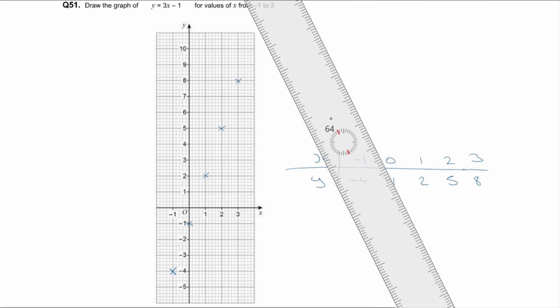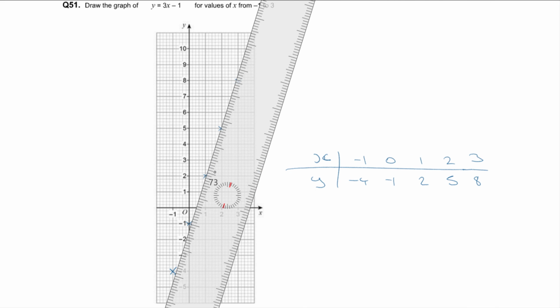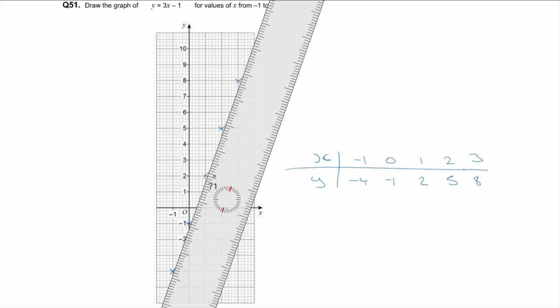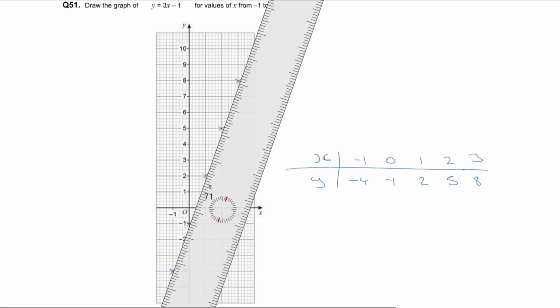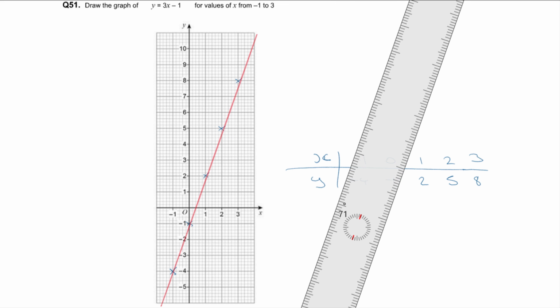Then once we've got them all drawn, line up my ruler through each of my points. Remember, I don't start and stop on the last point. I go the full length of the graph paper like that.